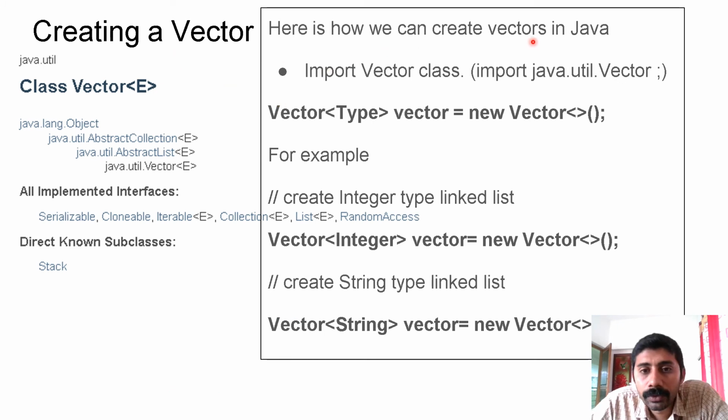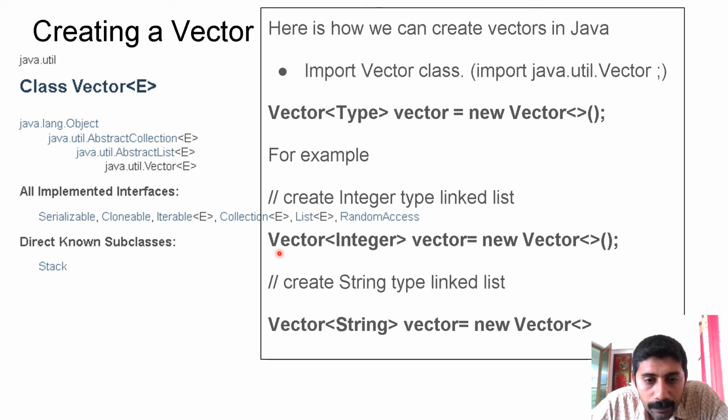Here is how we can create vectors in Java. Syntax is like Vector, then in angle brackets you have to mention the type, what kind of elements you need to store in that vector. Then the object name, new Vector, angle brackets, no need to give anything here. Then the parentheses to invoke the constructor.